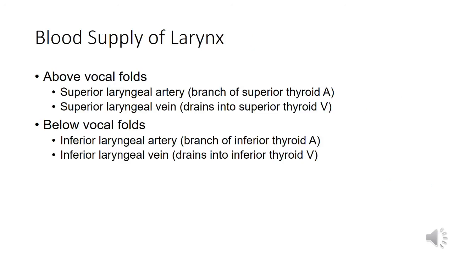Moving on to blood supply of larynx. As far as the blood supply, nerve supply and lymphatic drainage of larynx is concerned, the vocal folds form the watershed. That is, the supply is different above the vocal fold and below the vocal fold. Above the vocal folds, the larynx is supplied by superior laryngeal artery, which is a branch of superior thyroid artery, and it is drained by superior laryngeal vein, which drains into superior thyroid vein. Below the vocal folds, the larynx is supplied by inferior laryngeal artery, which is a branch of inferior thyroid artery, and the blood is drained by inferior laryngeal vein, which drains into inferior thyroid vein.